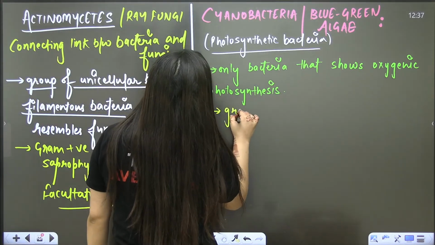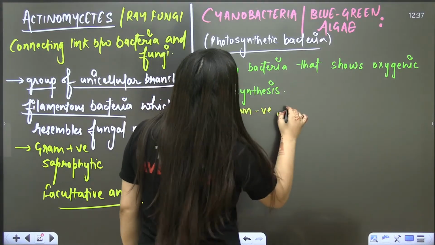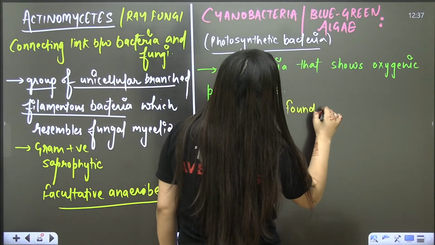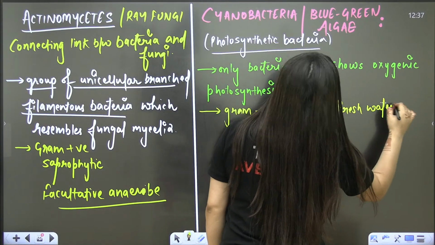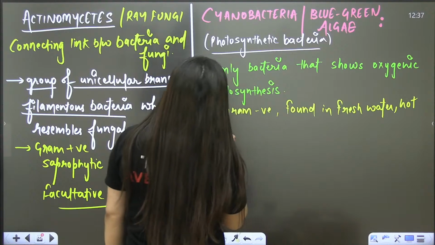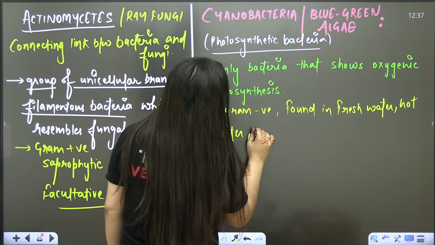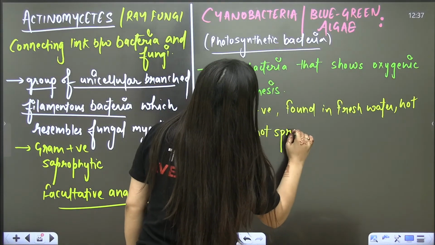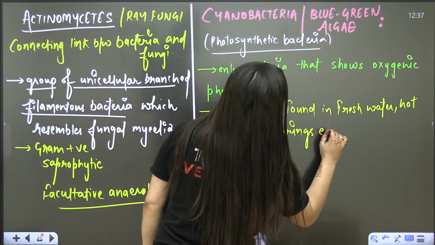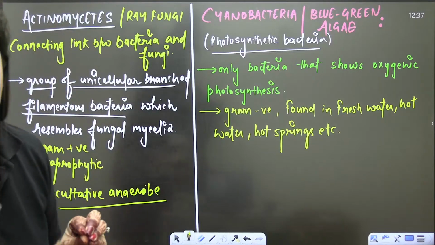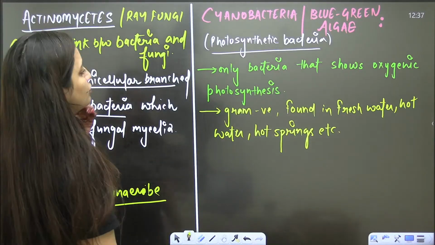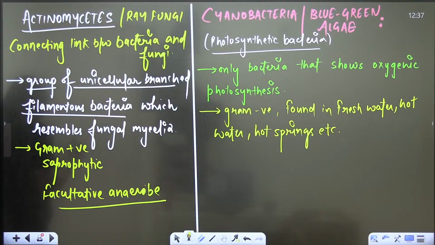So they are also gram negative. You can find them in fresh water, hot water, even in some hot springs we can see them, right? That is the cyanobacteria, photosynthetic bacteria. Understood?